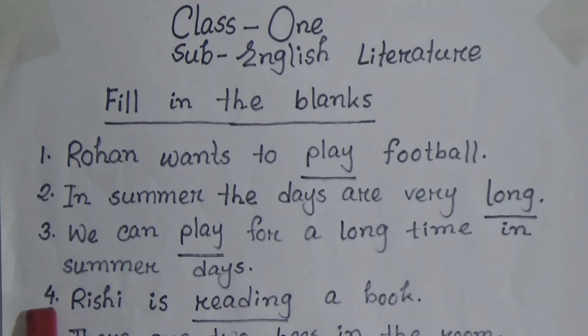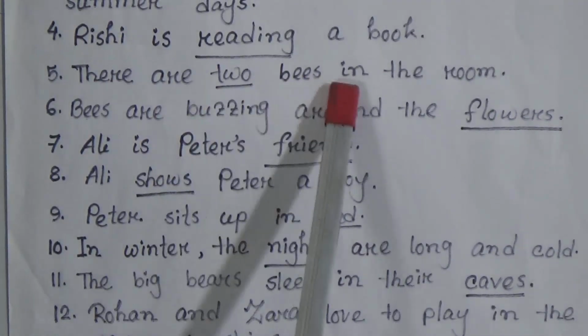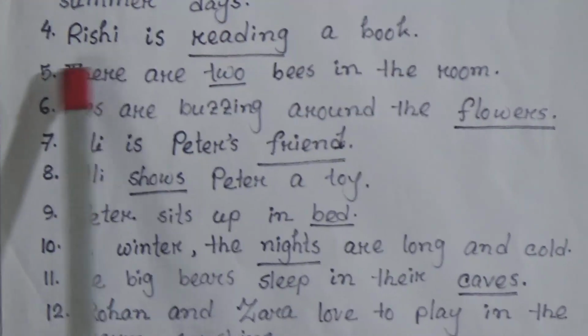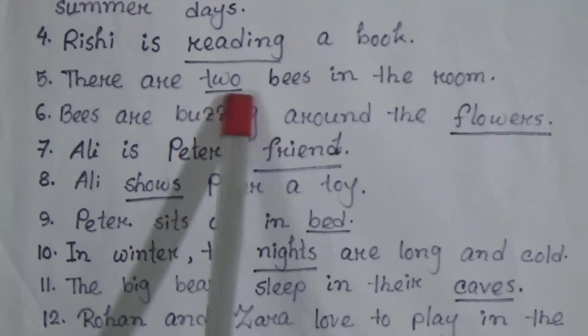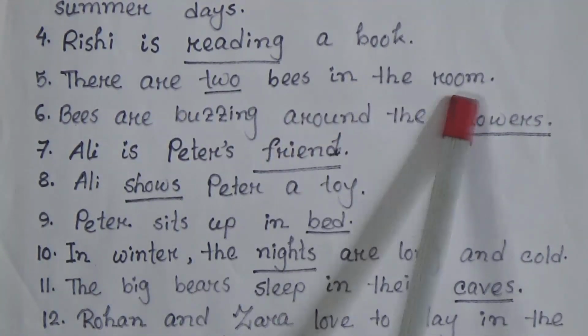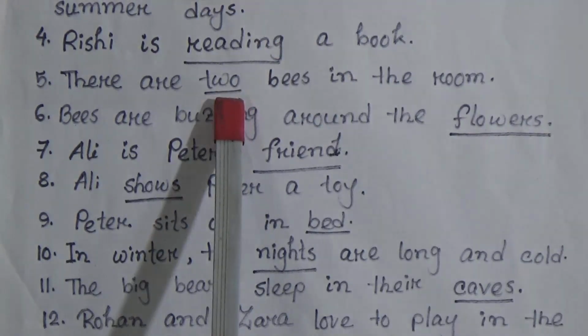Now number four is Rishi is dash a book. Rishi is reading a book. Now number five, there are dash bees in the room. There are two bees in the room. So two is the correct word here.